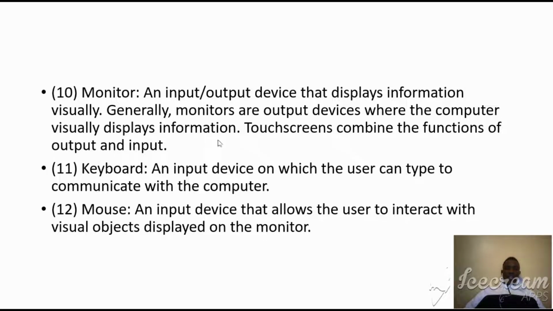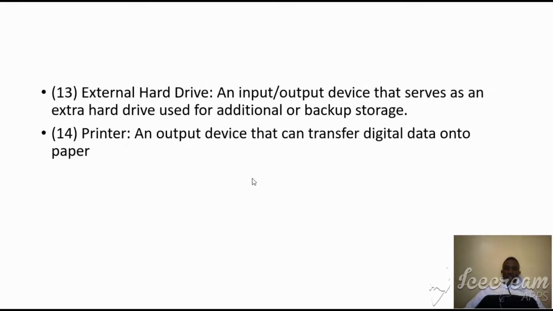Number 11, we have the keyboard, an input device on which the user can type to communicate with the computer. Number 12, the mouse, an input device that allows the user to interact with visual objects displayed on the computer, like the cursor you can see here. This is a mouse I'm using to actually input data and click and help me move around.